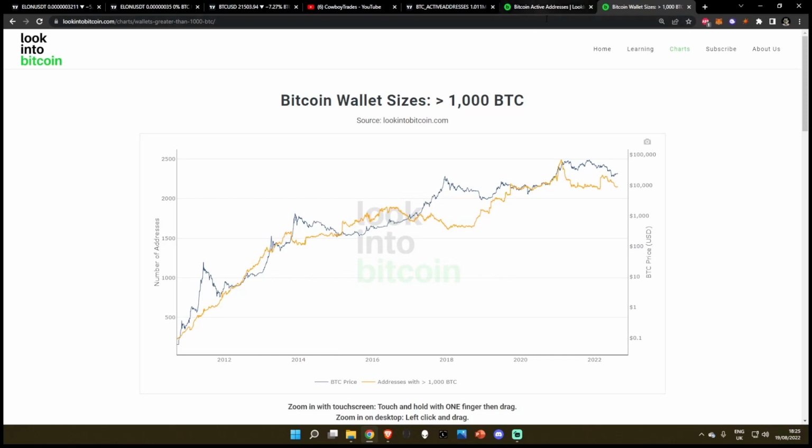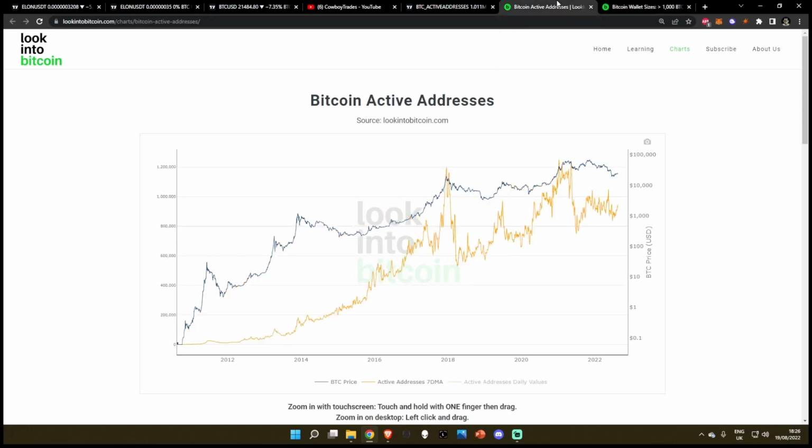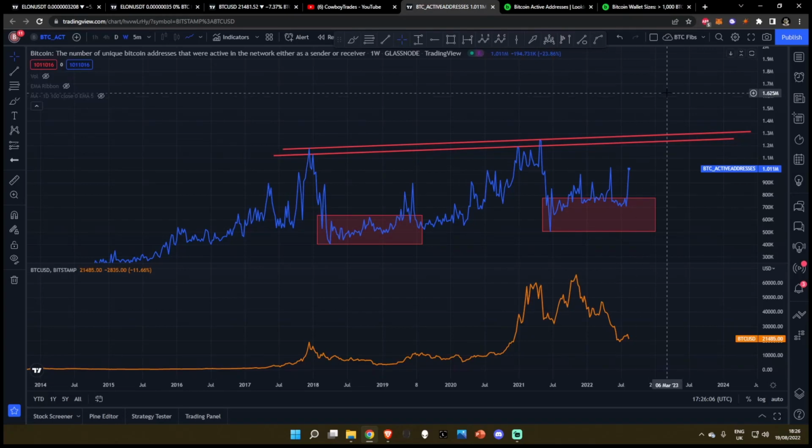If you do look at the lower addresses, the people who hold less than 1 Bitcoin, 10 Bitcoin, they are steadily accumulating. So retail is gobbling this dip up. Smart money, whales, they're sitting on the sidelines, which should definitely tell you something.